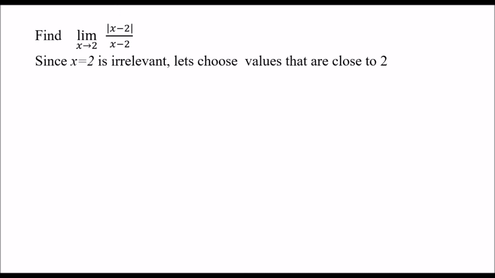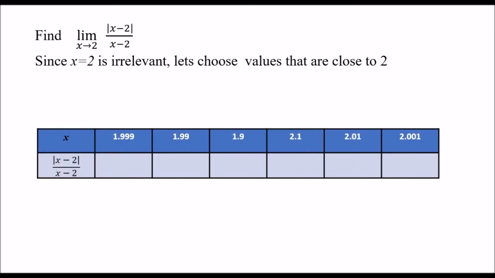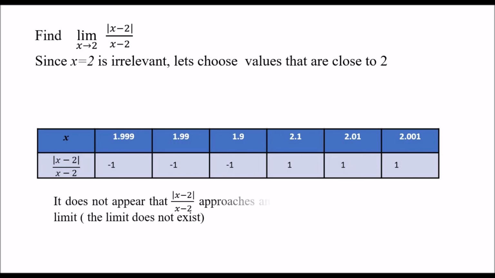And since I'm a mathematician, I want a little bit more than one value to come up with the right answer. So I will choose some numbers that are above 2, and I will choose some numbers that are below 2, and then compute the value of the function at each of these points. As you notice here, all of the values that are below 2 gave us -1. All of the values that are above 2 gave us 1.